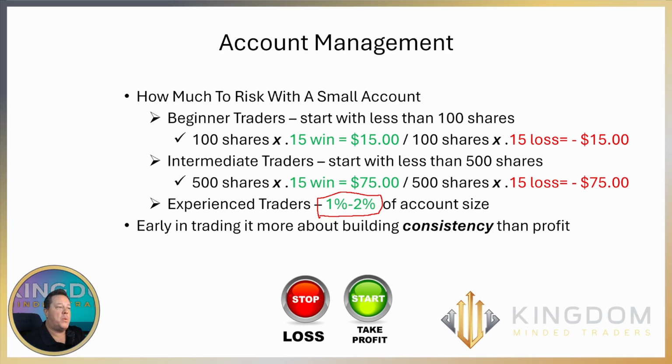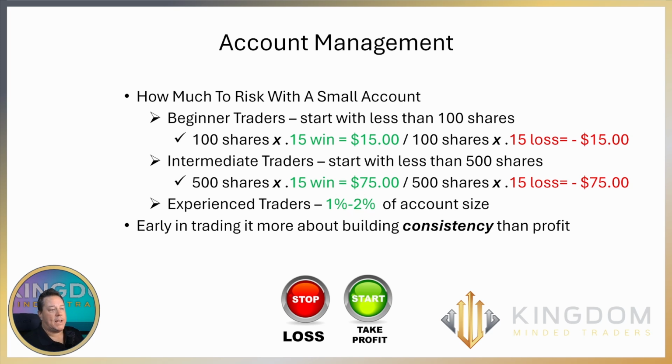So how do we manage our accounts? You start with smaller shares because we understand that that's going to be a smaller amount of loss. You have a very set, strict stop loss and profit taking point. Intermediate, again, under 500 shares. Experienced traders, I would stay within 1 to 2% of your entire account balance per trade.